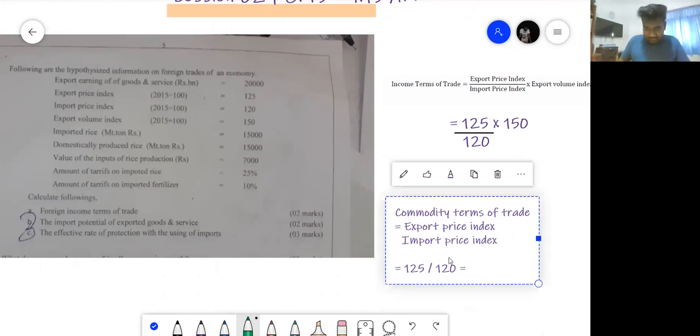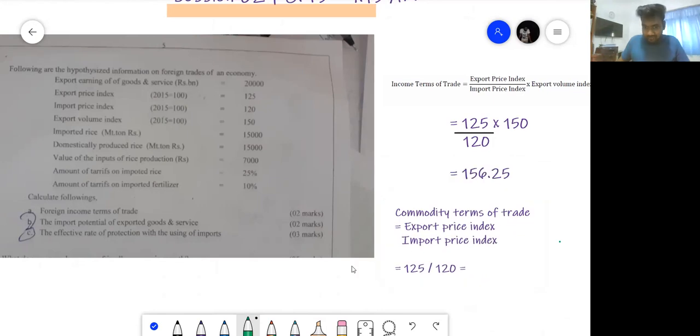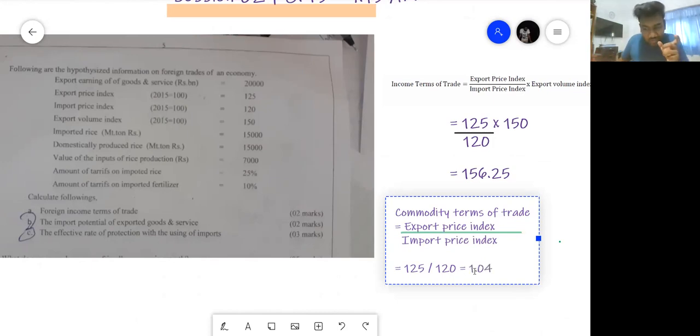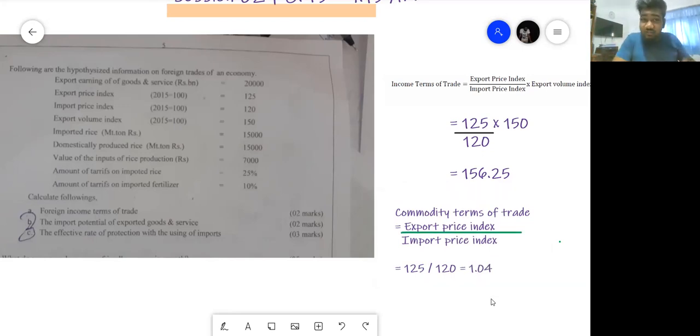How much do we get as an answer? 125 divided by 120 is about 1.04. So what is this 1.04, guys? This 1.04 means from a unit of good exported, we can buy 1.04 units of imports.